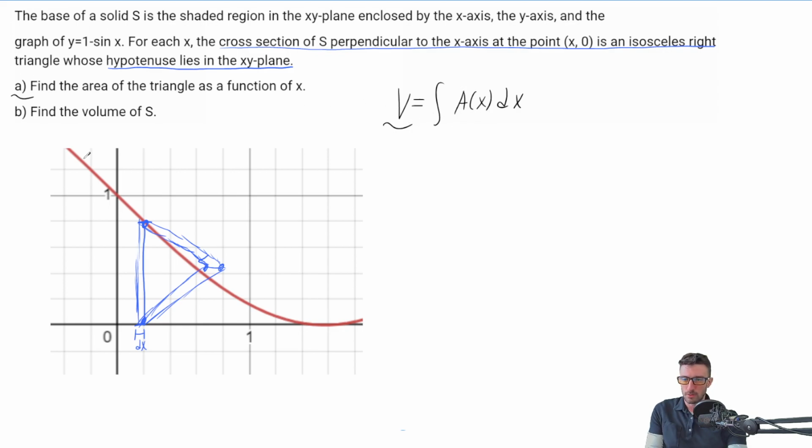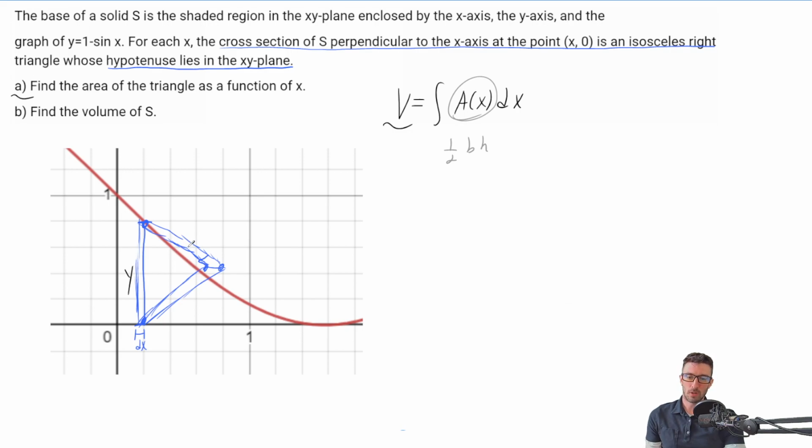So now let's talk about what the formula for the area should be. Well, it's 1/2 base times height. But what would the base and the height be? Well, if this is the hypotenuse, then that hypotenuse is actually the same thing as the y coordinate. So I could say that the hypotenuse has a length of y.